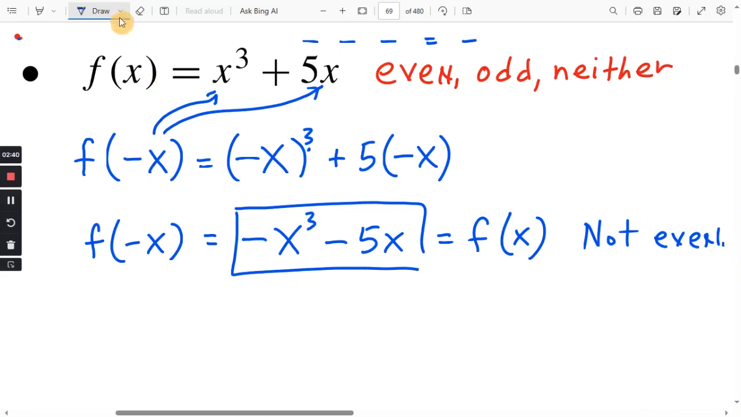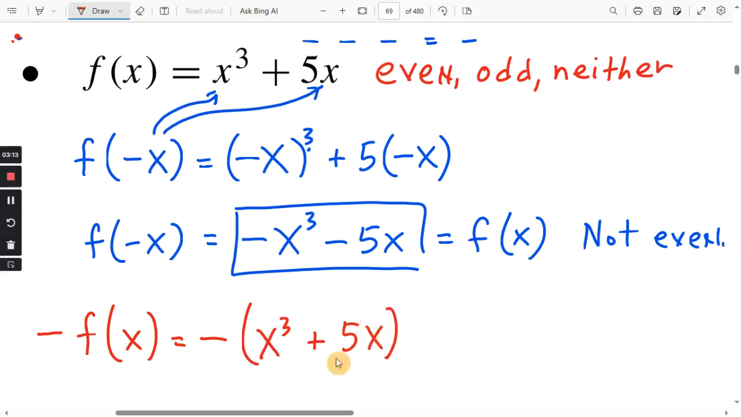All right, let's try the odd function test. We already have f of negative x. The odd function test is to do the negative of f of x. So that just means you multiply the whole function by -1 or distribute a negative sign. So negative f of x, we have our negative sign, and that is distributed to the original function f of x. All right, so that's x to the third plus 5x. As you can see, all I did was recopy the original. Okay, and there's a negative sign that gets distributed.